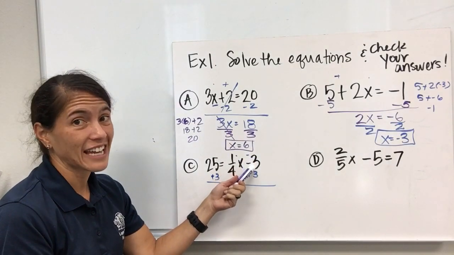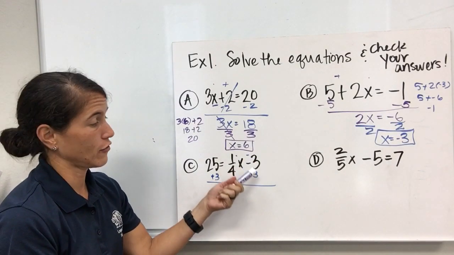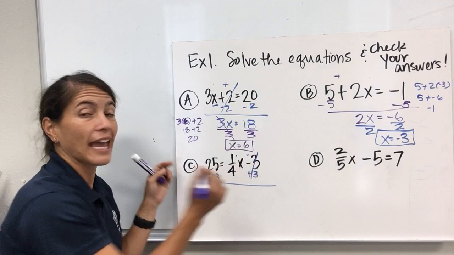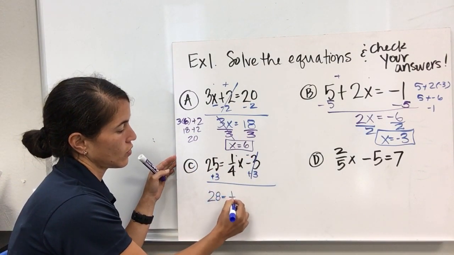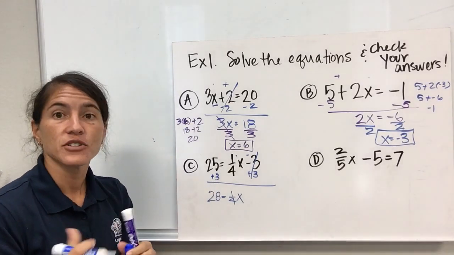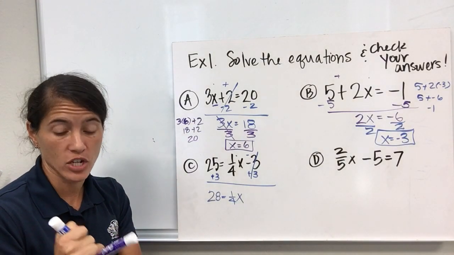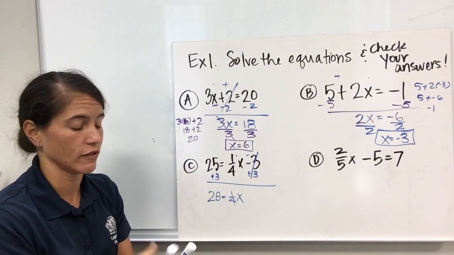And this is really a -3. -3 is really -3. So -3 and 3, those cancel. And I get 28 equals 1/4 x. So maybe you remember how to solve an equation that has a fraction as a coefficient.